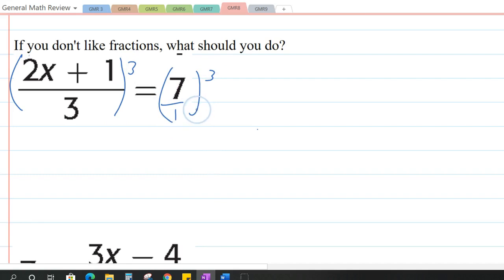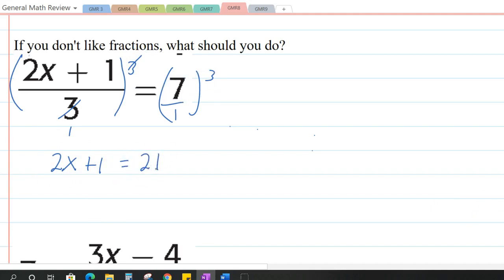Before I multiply, I try to cancel things out. 3 and 3 cancel out, leaving me with 1. Over here, there's nothing to cancel. Now I can multiply straight through. 2x plus 1 times 1 is simply 2x plus 1 is equal to 7 times 3 is 21.